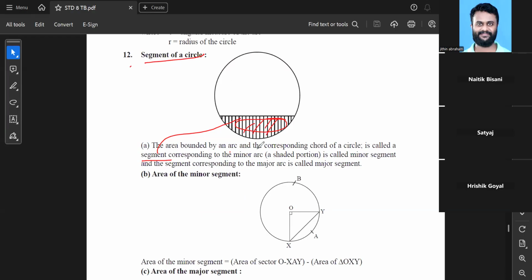Now, since this arc is a minor arc, the segment will be called a minor segment. And this segment, which corresponds to the major arc, for example this is a major arc, is called a major segment. Minor segment, major segment. Okay.